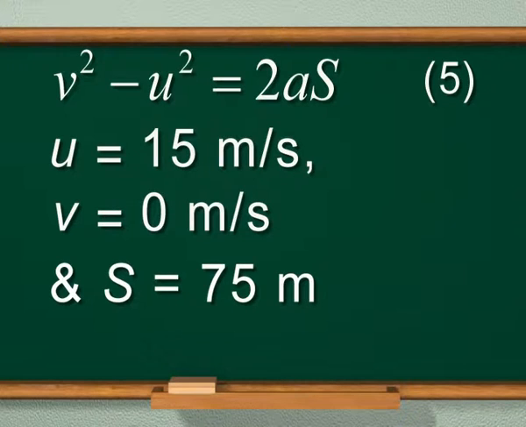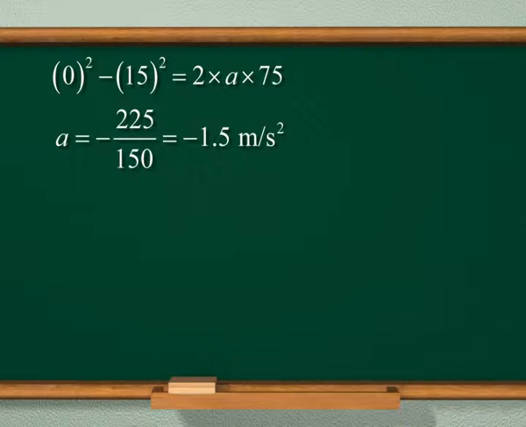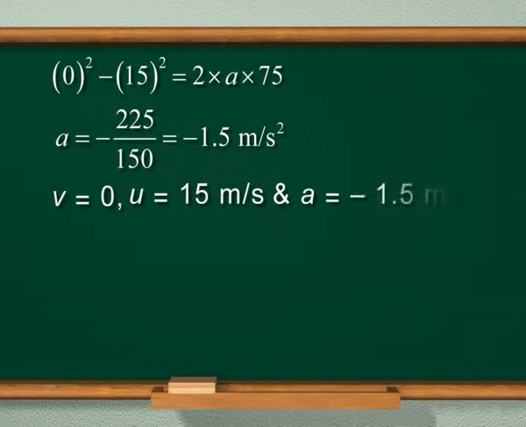On substituting the values of v, u and s respectively in this equation, we get 0 square minus 15 square is equal to 2 into a into 75. Thus, a is equal to minus 225 divided by 150, which is equal to minus 1.5 meter per second square. Let t be the time taken to complete the third part of the motion. Here we have v is equal to 0, u is equal to 15 meter per second and a is equal to minus 1.5 meter per second square.